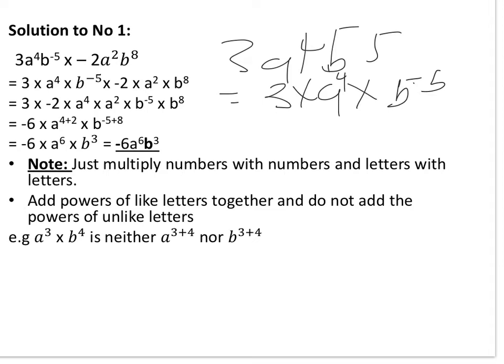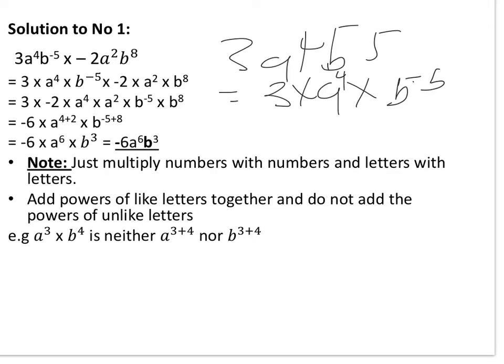So we collect like terms. 3 times minus 2 times a raised to the power 4 times a raised to the power 2 times b raised to the power minus 5 times b raised to the power 8. So you bring the a's together, the b's together, and then 3 and 2 together. So 3 times minus 2 is minus 6.